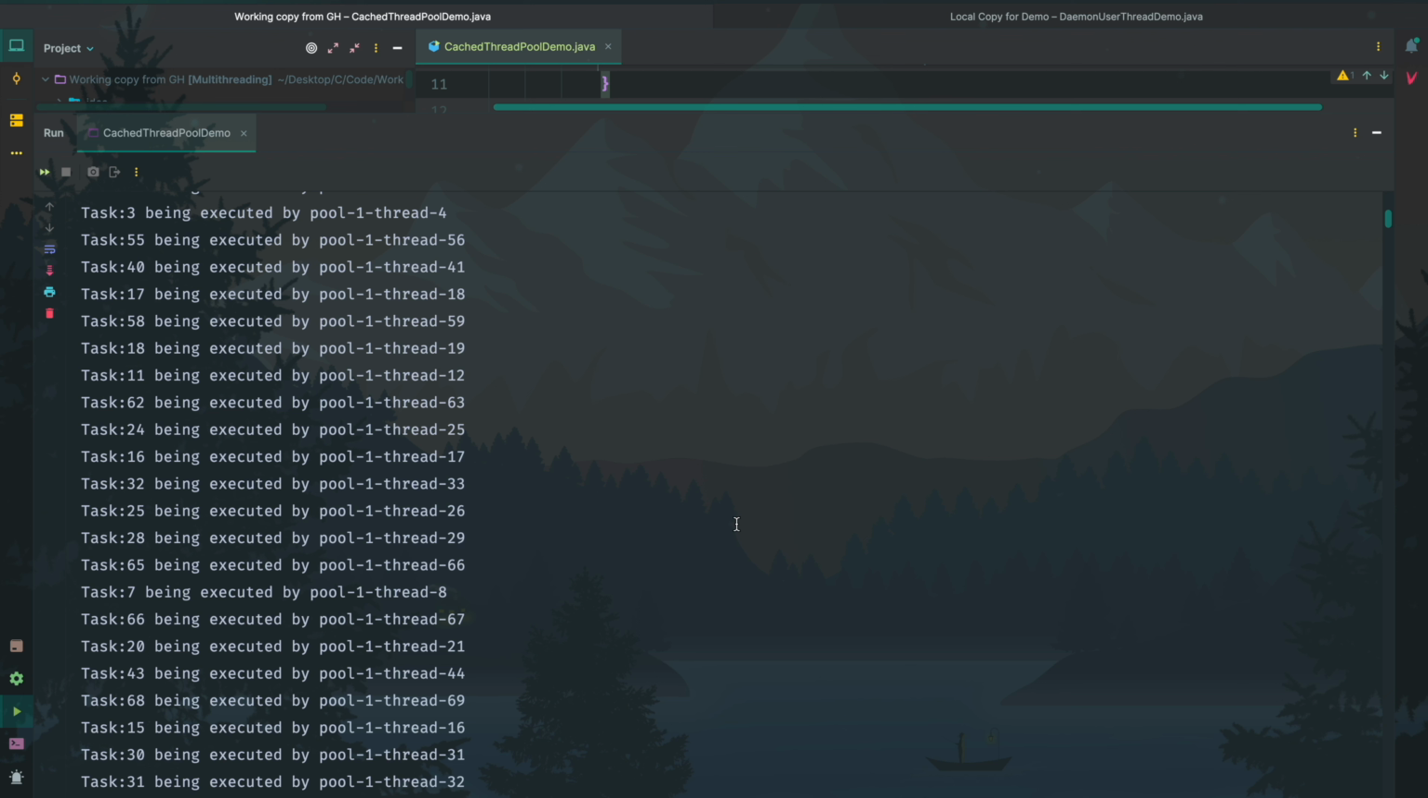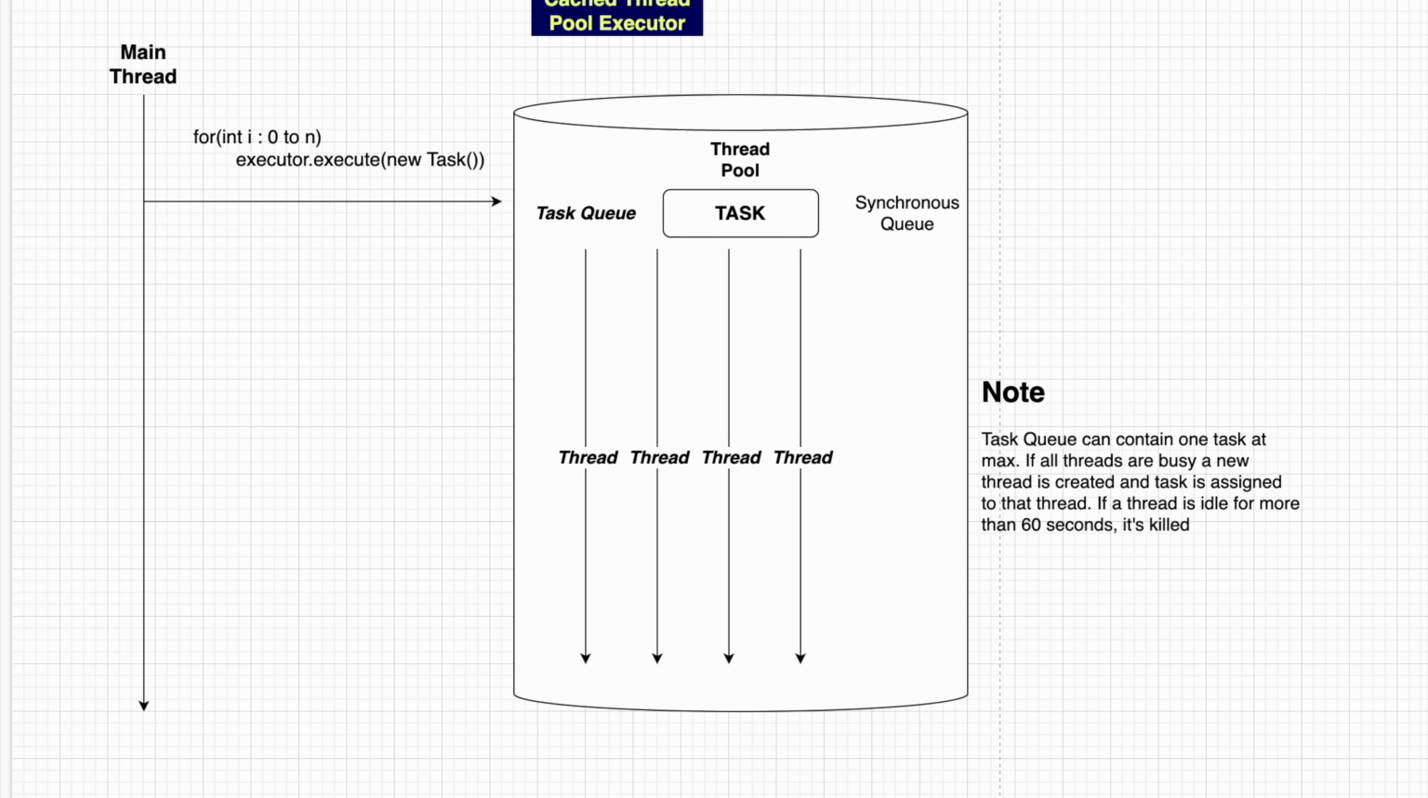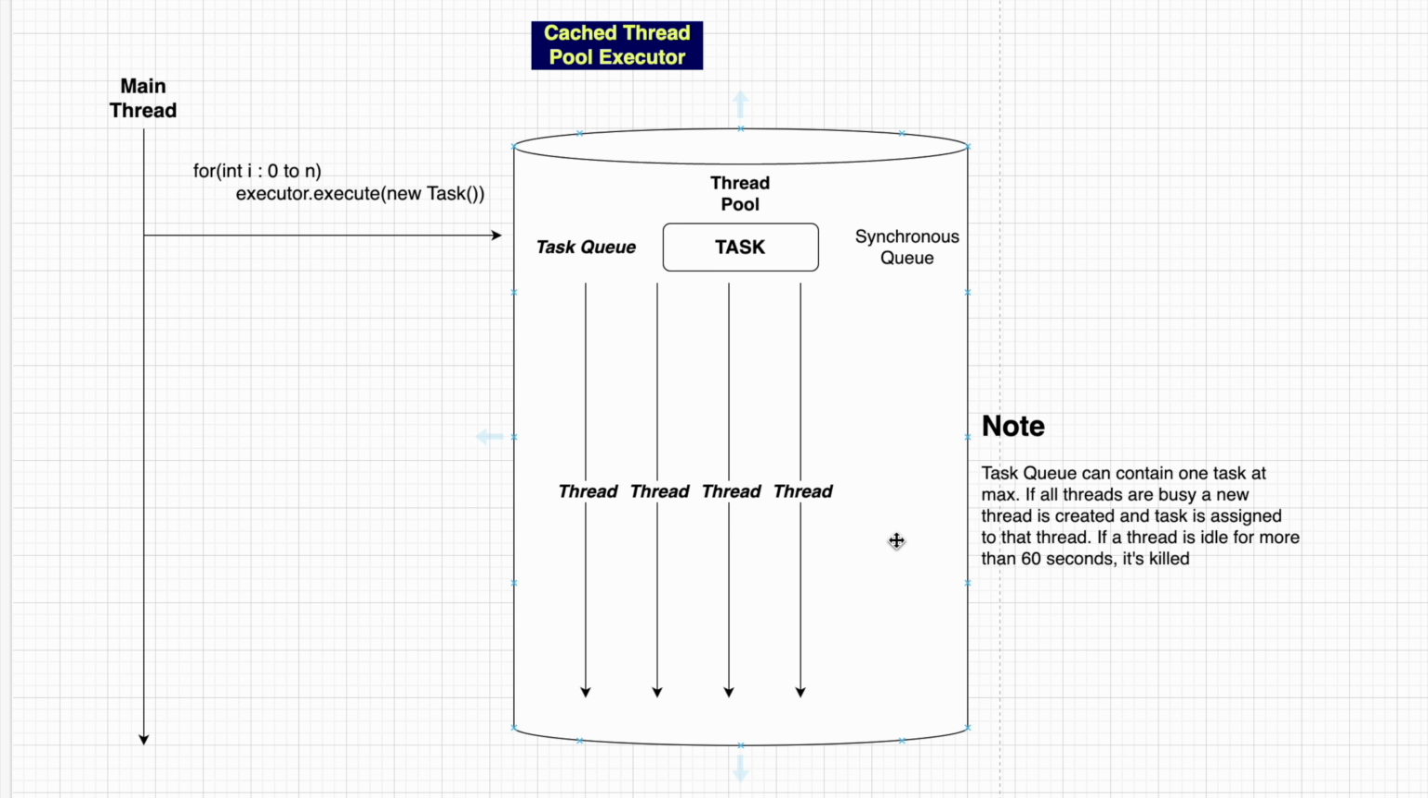Now let's understand how it works internally. Now let's visualize and learn the internal workings of the cached thread pool executor. In the case of the cached thread pool, we don't have a fixed number of threads. So you see, in the code implementation, we did not provide any number to the method which was creating the new cached thread pool. The task queue here does not hold a number of tasks which we submit. The queue here is of a special type and it's called a synchronous queue. The synchronous queue has space only for a single task.